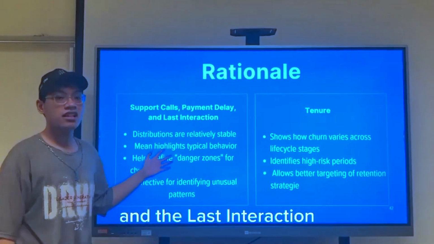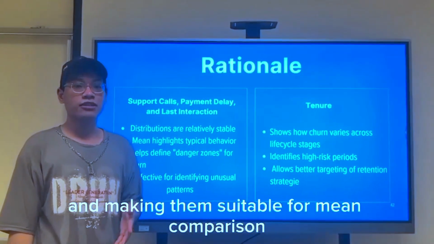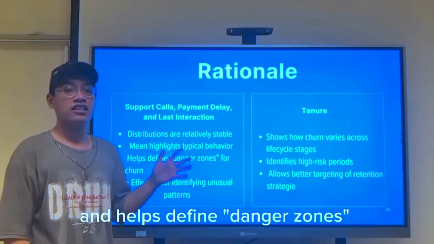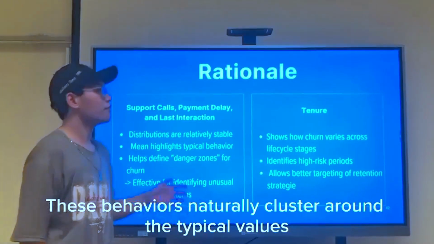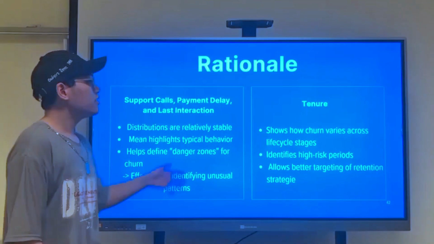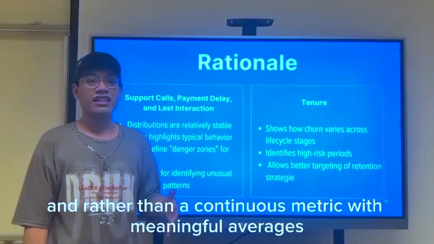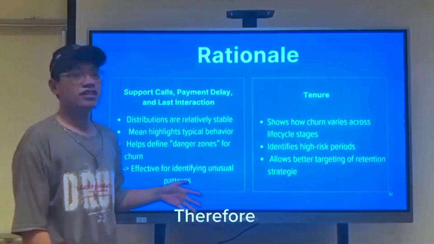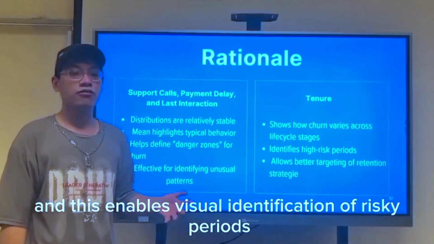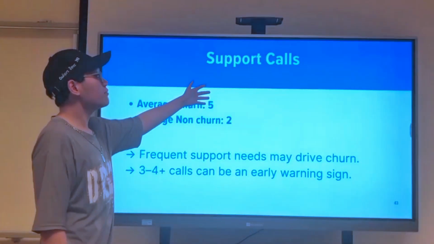So the reason why I divided this into two types of methods is as follows. For support calls, payment delay, and last interaction, the first three variables are quantitative and have relatively stable distributions, making them useful for mean comparison. The average provides a clear tendency and helps define a natural zone, and behavior naturally clusters around typical values, so the mean is an effective indicator for the pattern group. TNU, on the other hand, reflects a stage of the customer life cycle, rather than a particular metric with a meaningful average. Therefore, the focus will be on range-based distribution and visual identification of risky areas in the customer journey.